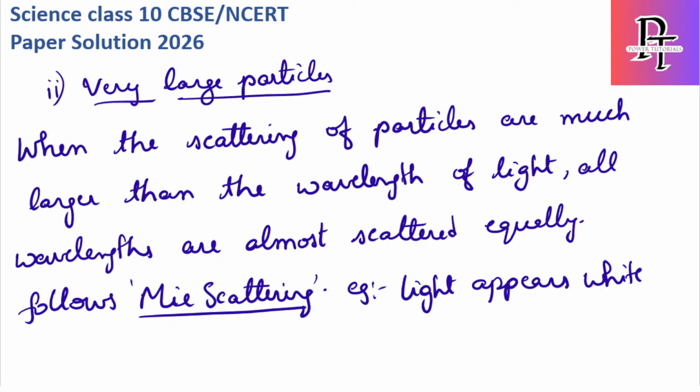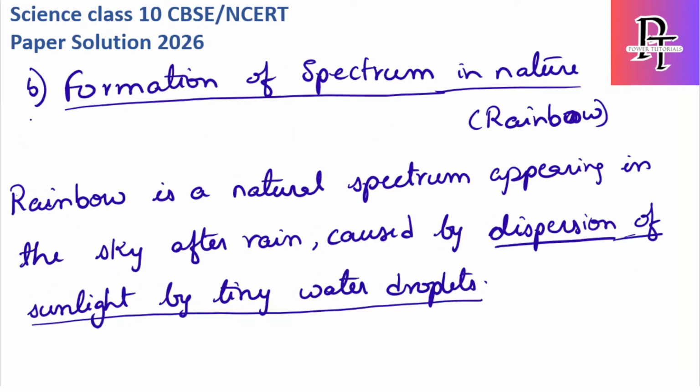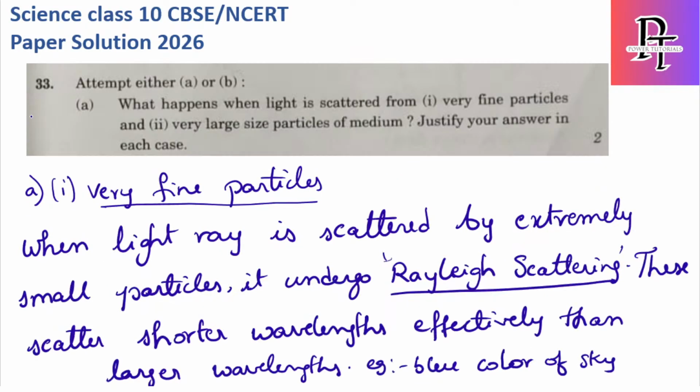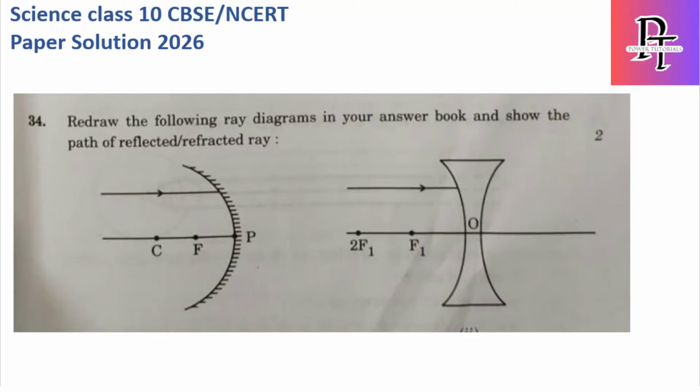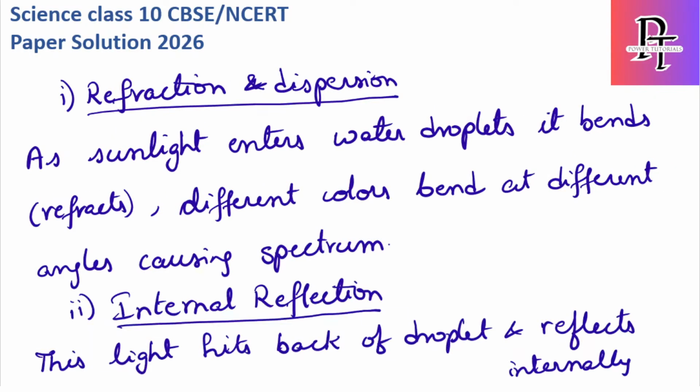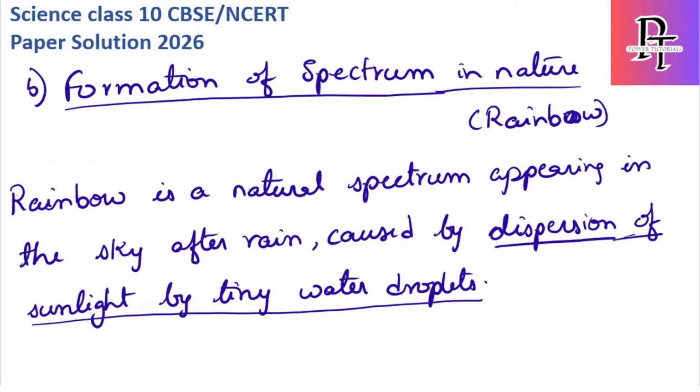Okay. What about the B part? What is the question? Okay, I missed the screenshot, I guess. But the question is they're asking about the formation of spectrum, how it is happening. So what is the formation of spectrum? Spectrum is nothing but the rainbow, which is a natural spectrum.